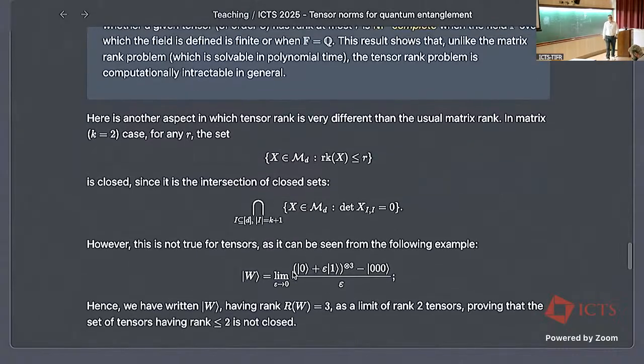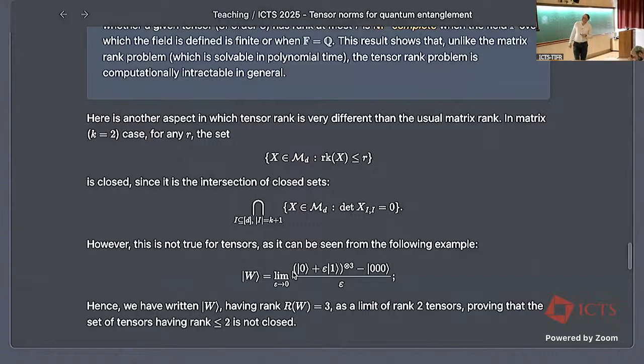Here's something very interesting. The rank really distinguishes matrices and tensors. Something happens when you go from tensors of order 2, matrices, to higher order tensors. So let's look at the set of matrices with rank R or less. What I claim is that this is a closed set for matrices. Why is this the case? Because a matrix has rank R or less if all of its minors of size R plus 1 are 0. That's almost the definition of the rank.